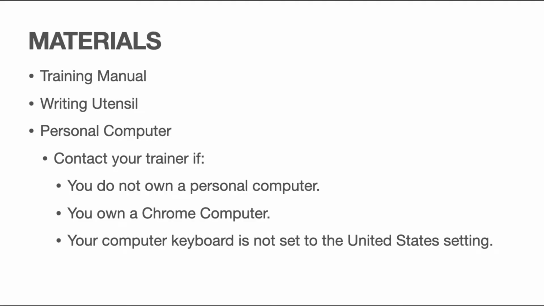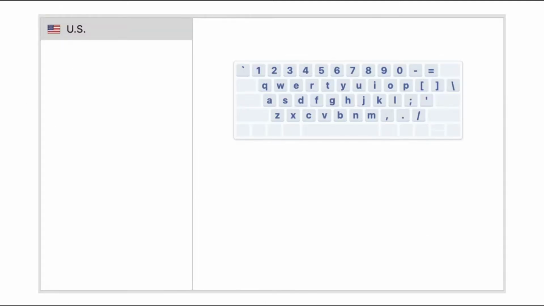Before we continue, you will need the training manual that was provided by a trainer, a writing utensil, and a personal computer. Please contact your trainer if you do not own a personal computer, you own a Chrome computer, or your personal computer keyboard is not set to the United States setting, like this.